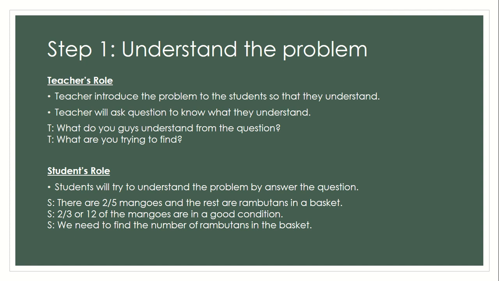They will answer that there are 2/5 mangoes and the rest are rambutans in the basket. 2/3, or 12, of the mangoes are in good condition. So what they need to find is the number of rambutans in the basket.